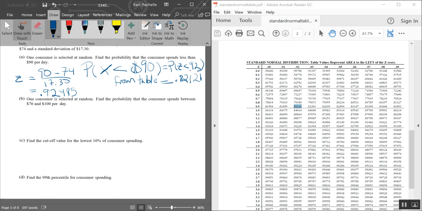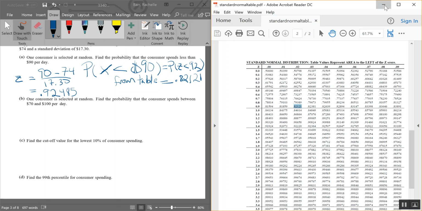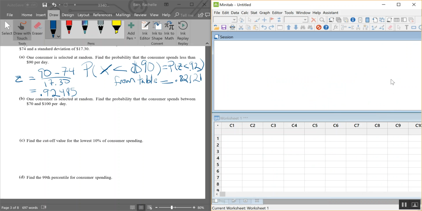Okay. And that's all grand and everything, but we had to round it to get this. The table's only good to two decimal places. So you should look at this and be like, there's got to be a better way to handle this. And there totally is. Let's go to Minitab. Okay, this is Minitab 18. Fun fact, not Minitab Express.